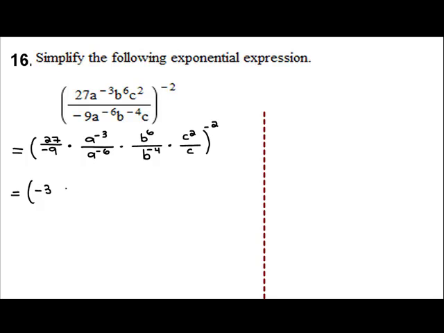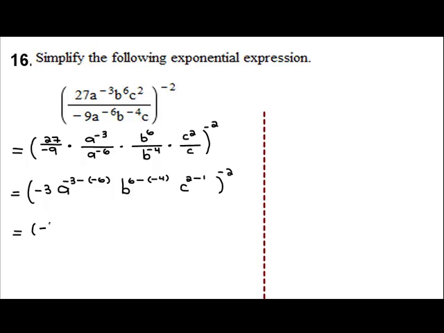We're going to use the quotient rule. We keep the base a and we're going to subtract the exponents. We keep the base b and we're going to subtract the exponents. And we keep the base c and we're going to subtract the exponents. And all that is still raised to the -2 power. Now we simplify.